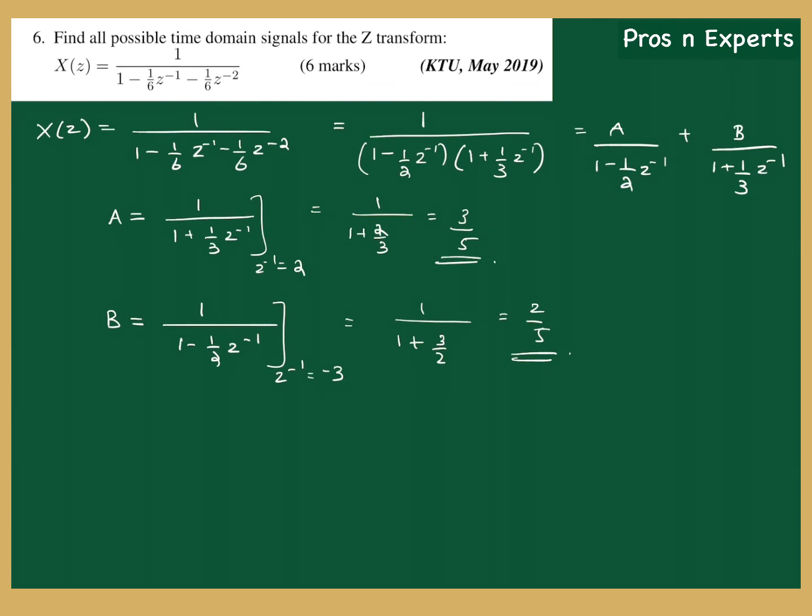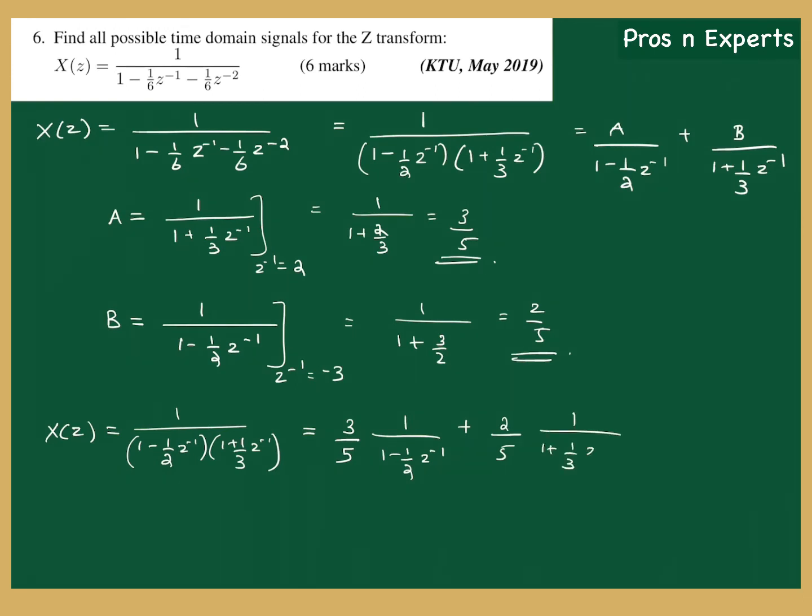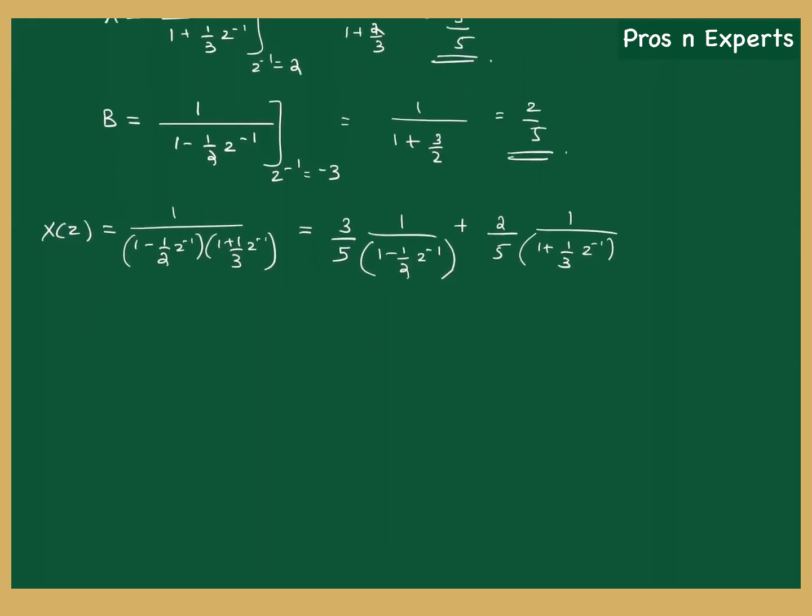So I can write X of z is equal to 1 by 1 minus half z inverse into 1 plus 1 by 3 z inverse, which is equal to A by 1 minus half z inverse. A is 3 by 5, so 3 by 5 into 1 by 1 minus 1 by 2 z inverse plus B is 2 by 5, 2 by 5 into 1 by 1 plus 1 by 3 z inverse. Okay. Now what we have to do is find out x of n, or the inverse z transform.